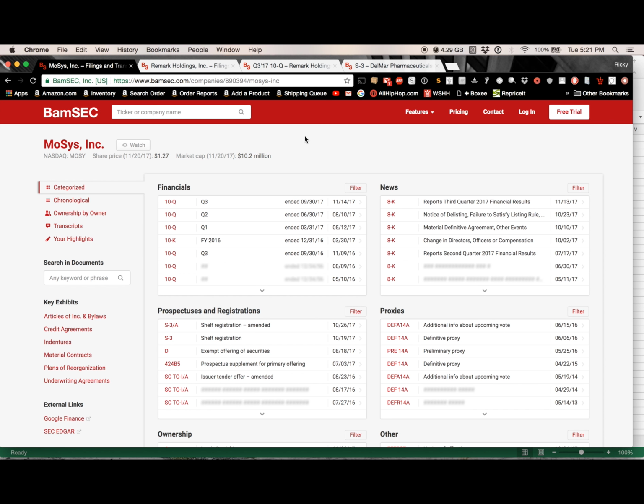But I'll work my way through a few of them and you can see the progression, and hopefully you guys will be able to do this on your own pretty easily after this. So the first example I'll use is MOSY, Mosey. I go to BamSEC for almost all my filing stuff. Type in your ticker.